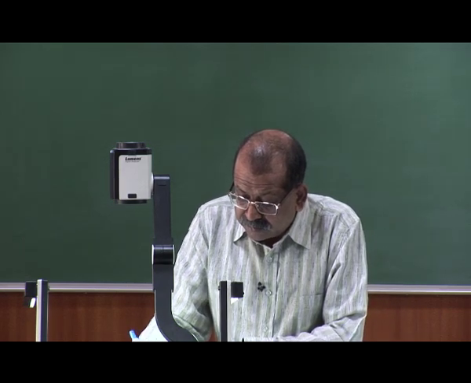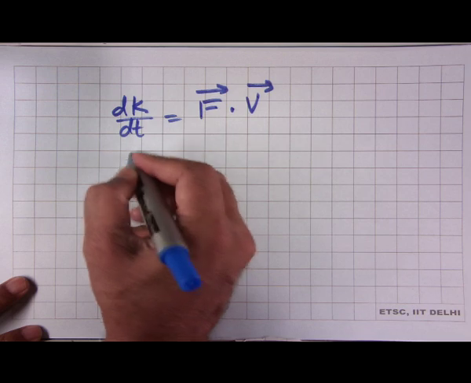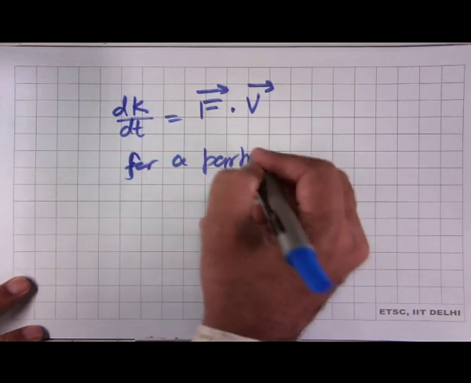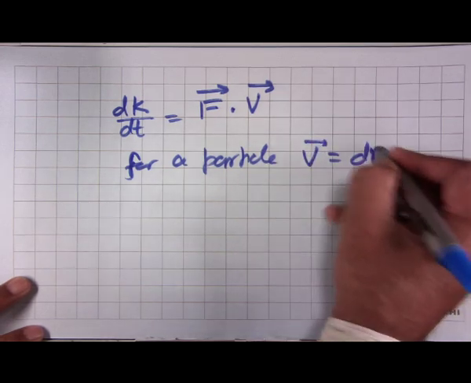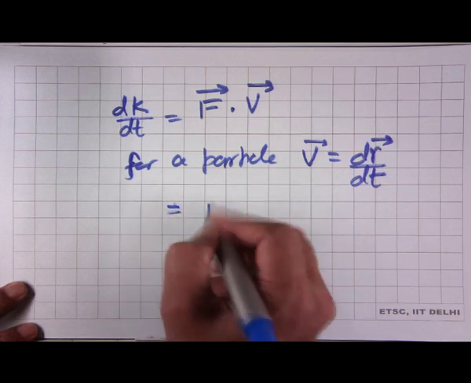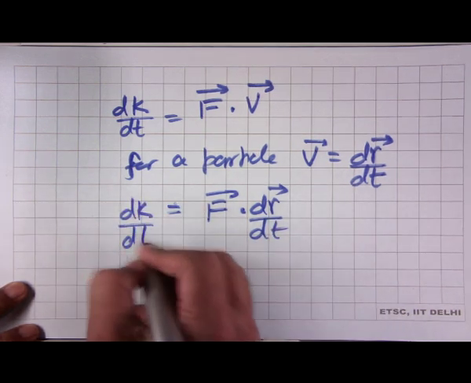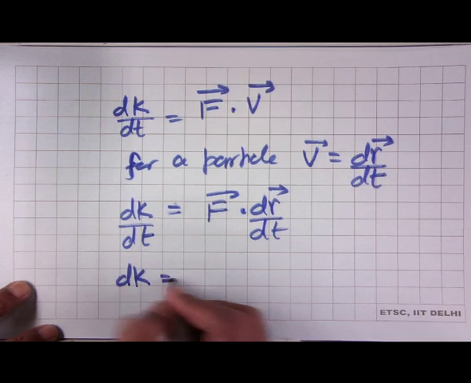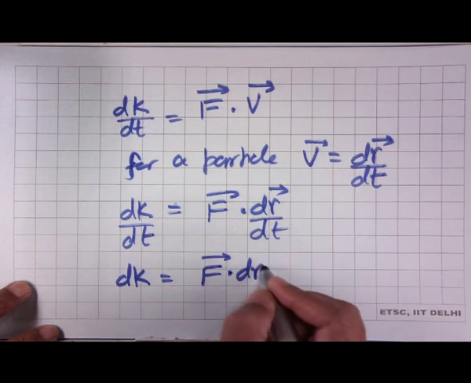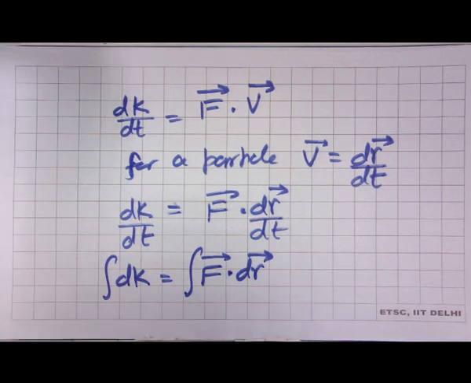dK by dt is equal to F dotted with v, and for a particle v can be written as dr by dt, where r is the displacement vector for the particle. So, this becomes equal to F dotted with dr by dt, and from here what we get is dK is equal to F dotted with dr, and when we integrate this, we get the same formulation for the kinetic energy, even for a three dimensional case. So, this is the work kinetic energy theorem.